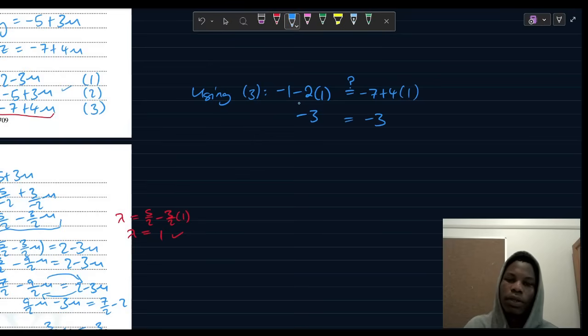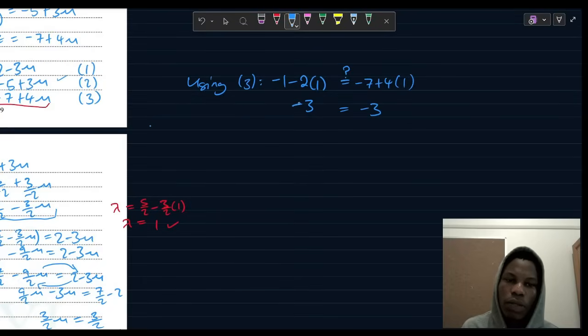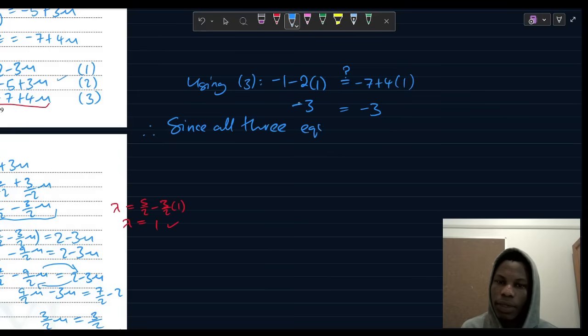Yes, it is equal. So we can conclude that, since all three equations are satisfied, L1 and L2 intersect. And that would be our final answer.